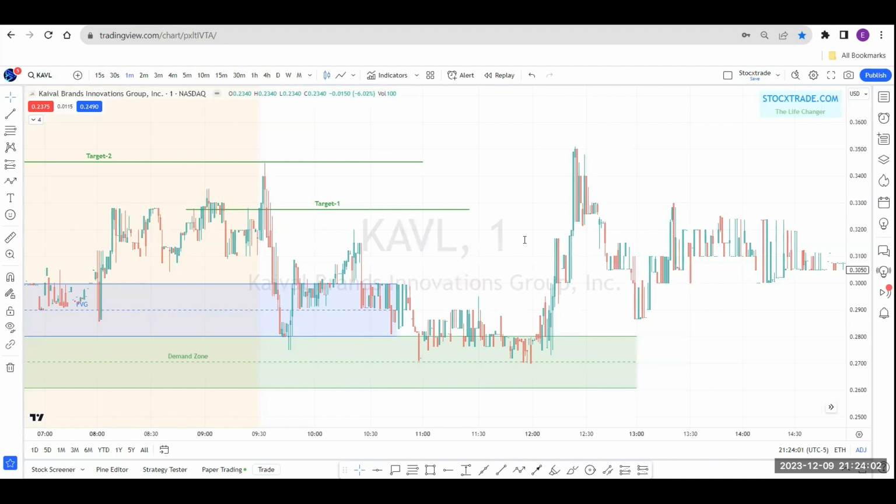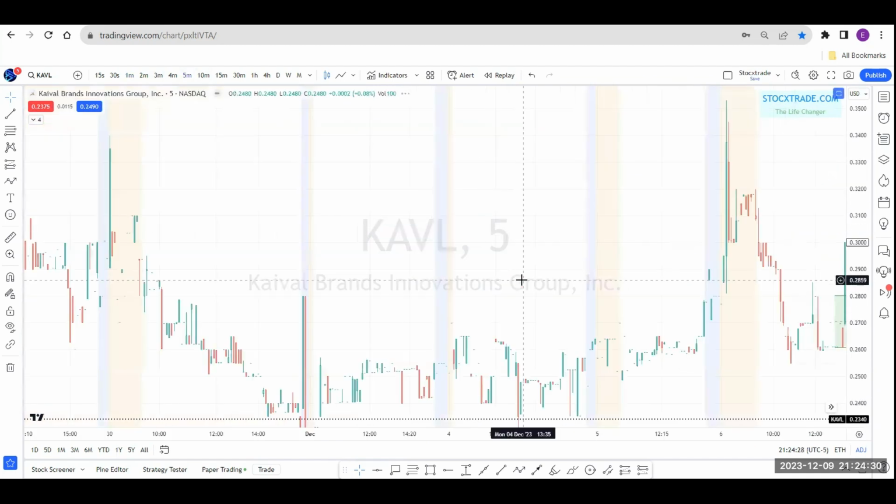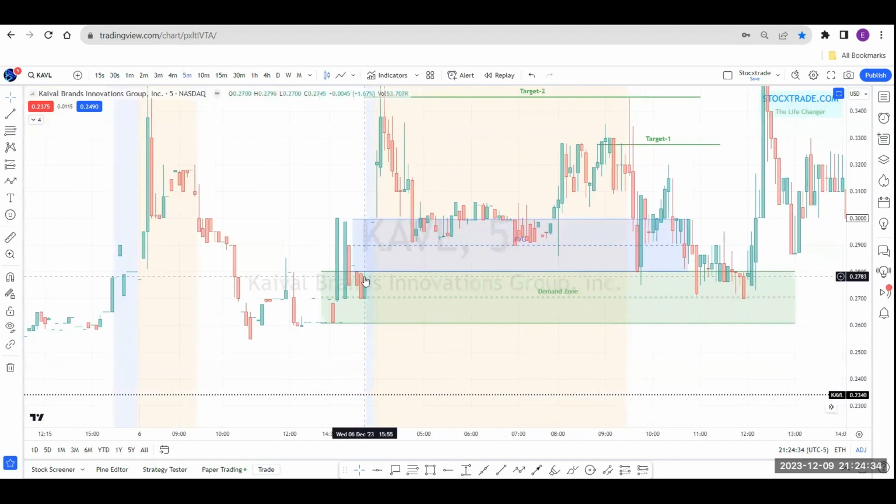Okay, that was the momentum stock KAVL. The price was at 9, this is the 5 minute chart, so it should be the 9:50 candle. Can you see? At that moment I marked this demand zone. I also took the trade. Why did I take that trade? I was looking at this demand zone.